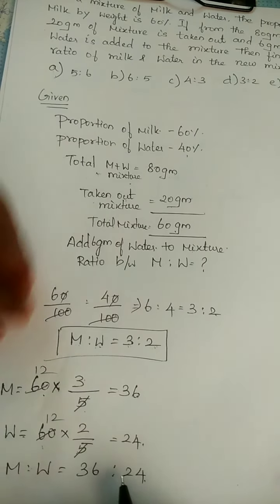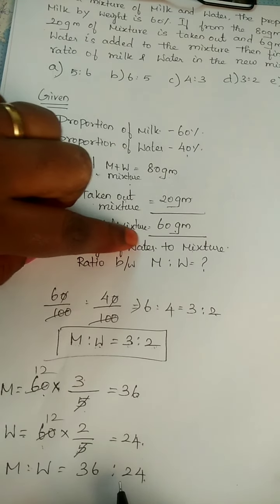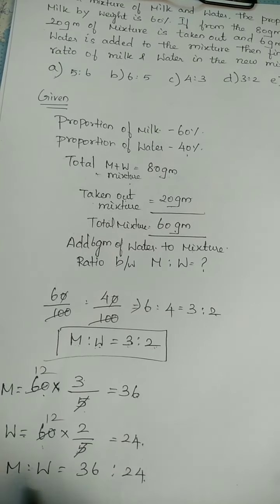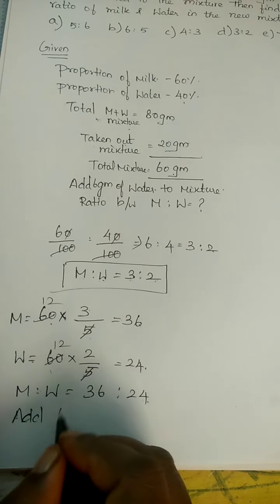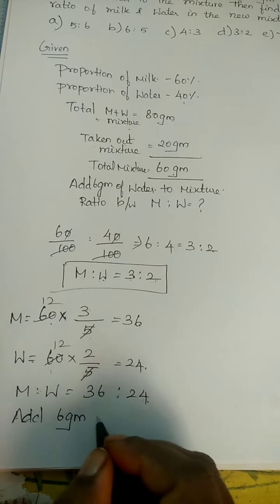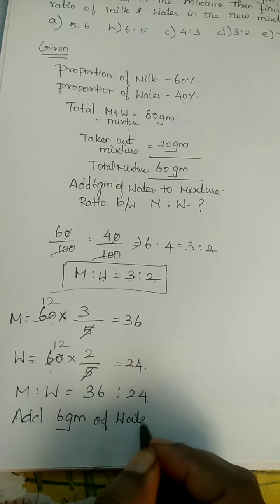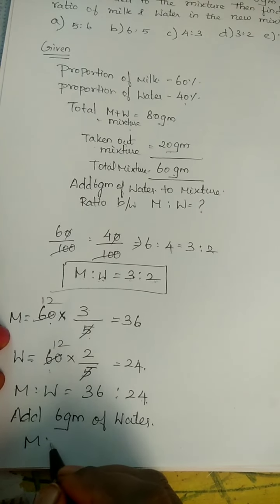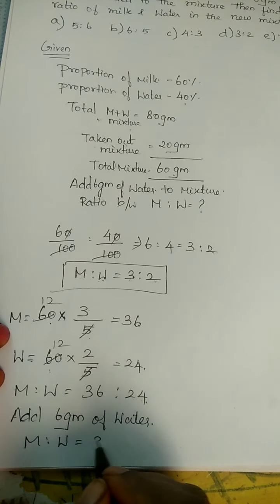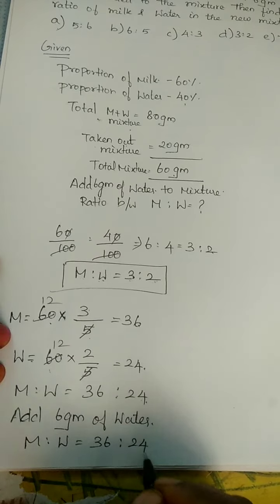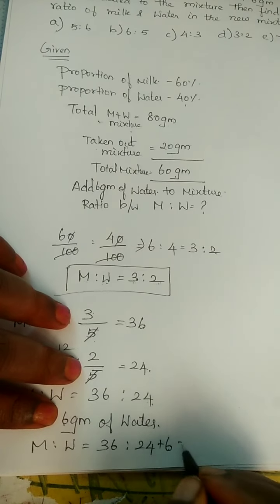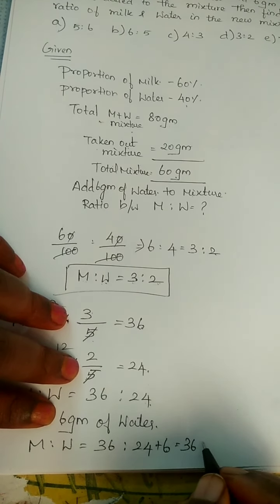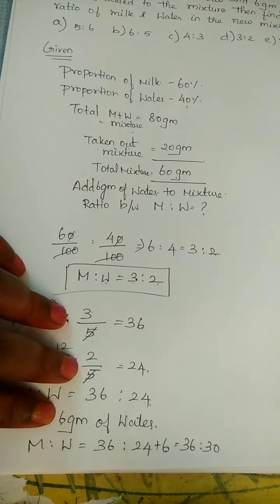Now, the next one is add 6 gram of water to the mixture. So milk is 36, water is 24. So add 6 gram of water. Then the milk and water ratio will become 36:24 plus this 6 gram. Plus this 6 gram gives 36:30.